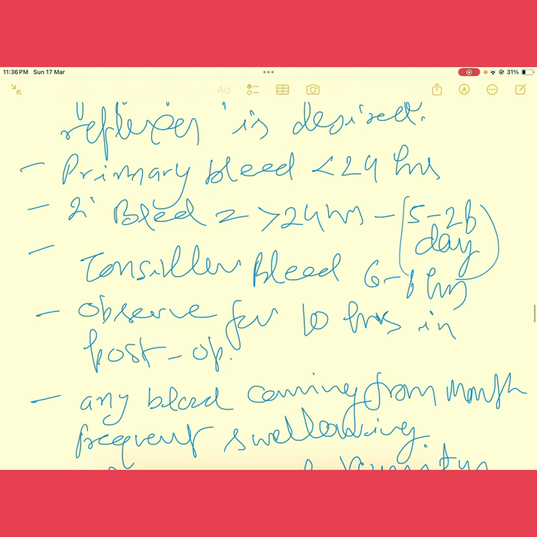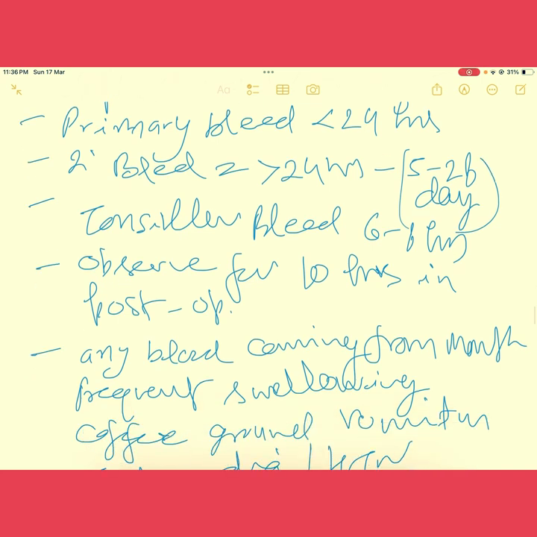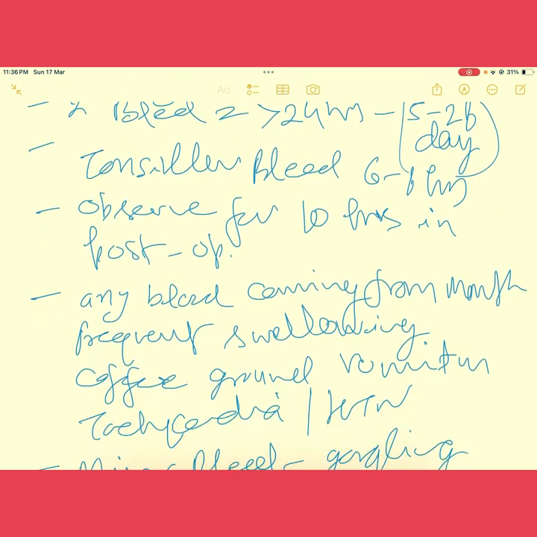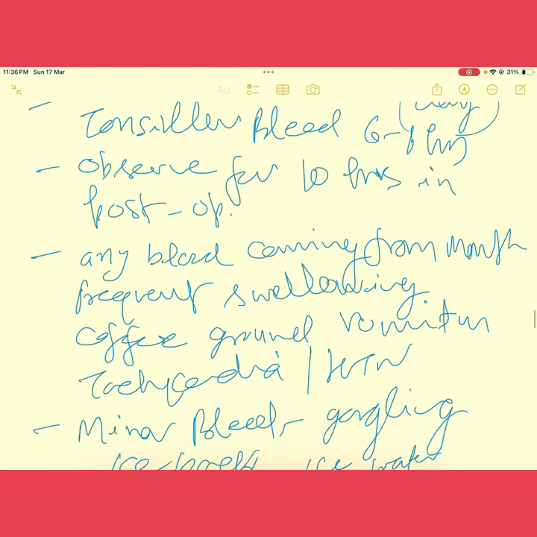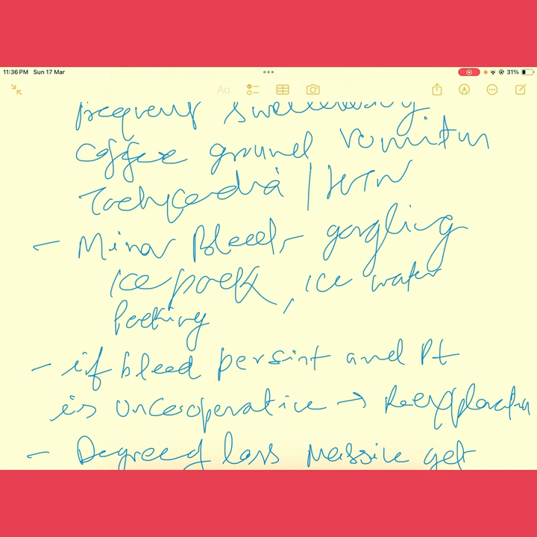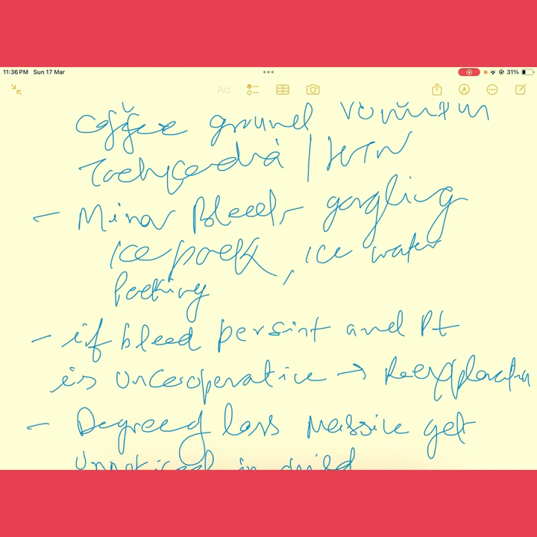Primary bleeding can occur in less than 24 hours. Secondary bleeding occurs after more than 24 hours, mainly 5 to 28 days. Tonsillar bleed occurs in 6 to 8 hours, so observe for 10 hours post-operatively. Blood coming from the mouth, frequent swallowing, coffee ground vomitus, tachycardia and hypertension are indicative of bleeding. Minor bleed can be treated with gargling, ice pack, or ice water packing.